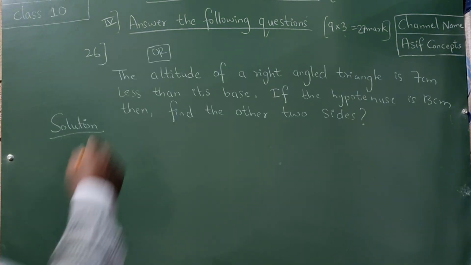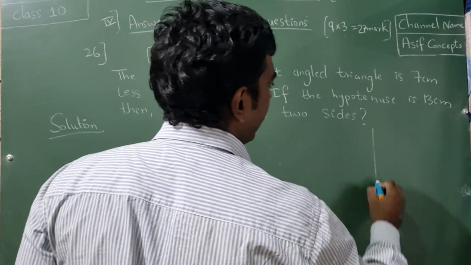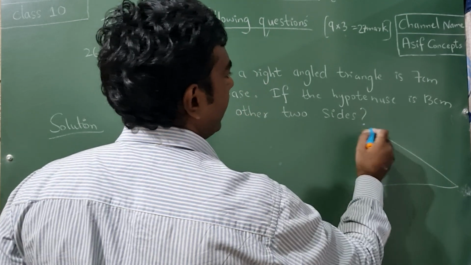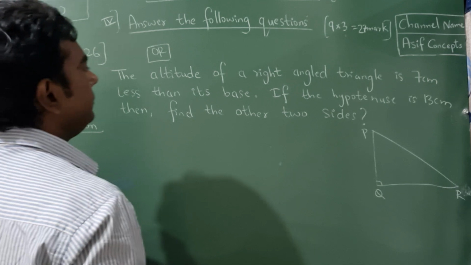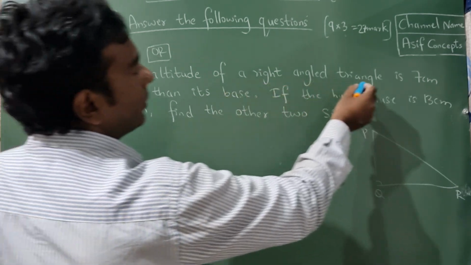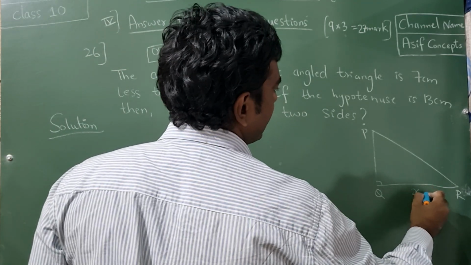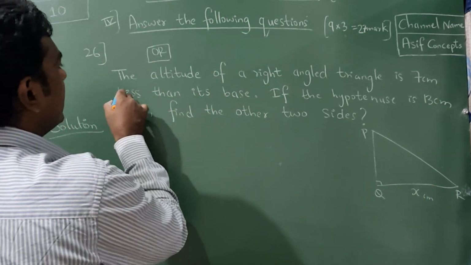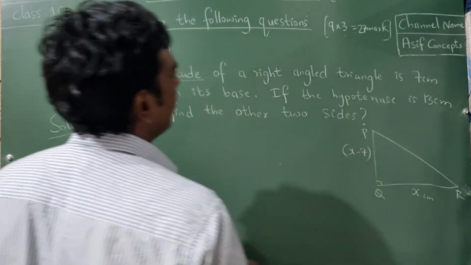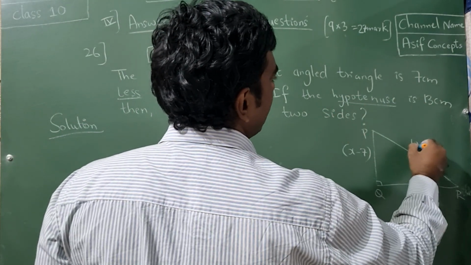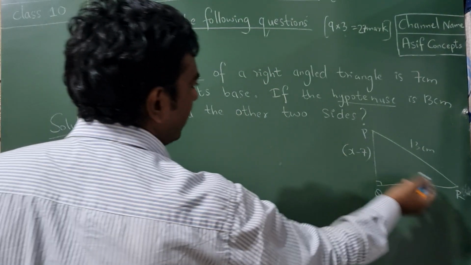Now the next question: the altitude of the right angled triangle. So let me draw a right angled triangle first. I'll name it P, Q and R. Now the altitude is 7 centimeter less than the base. So I'm going to consider the base as x centimeter. Since the altitude is less, I'm going to write x minus 7. Now the hypotenuse is how much? 13 centimeter. Now find the other two sides by using the Pythagoras theorem.